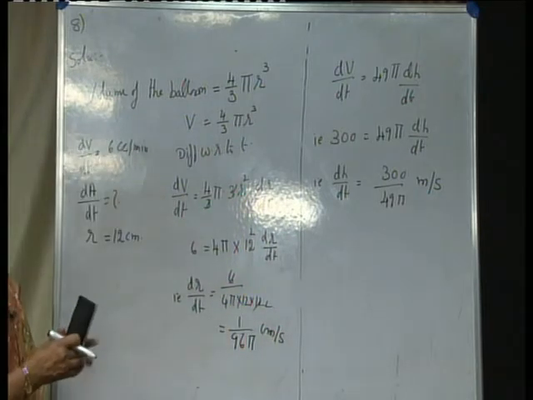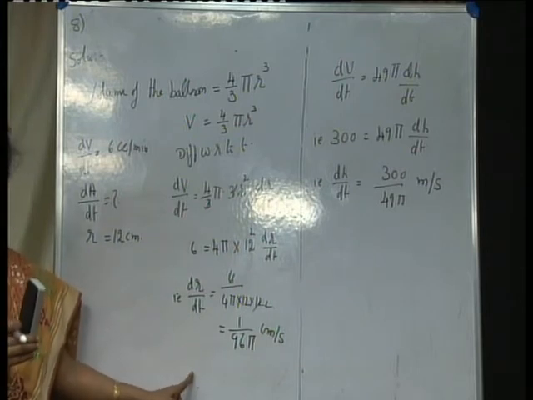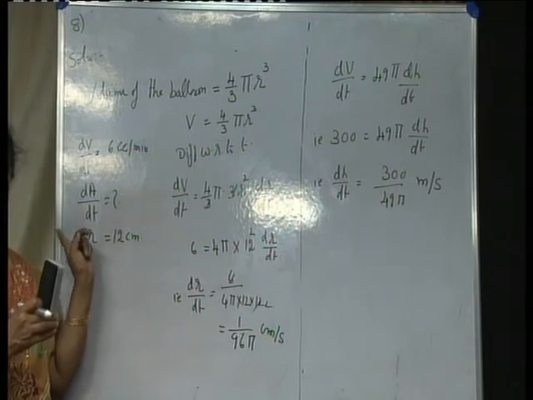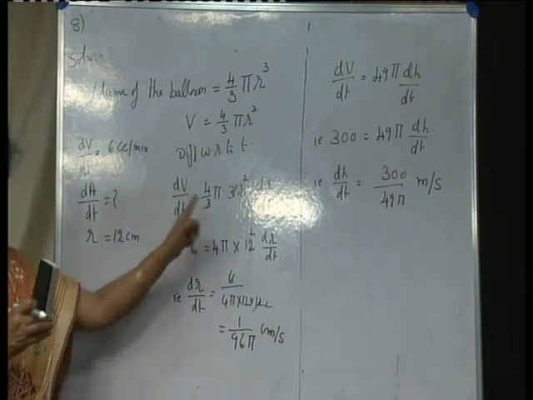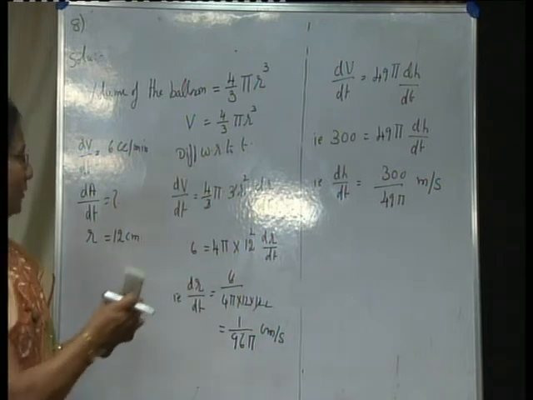So, he has given here volume to find the dr by dt, but actually he did not ask that, he asked to find at what rate the area increases. To find this dA by dt, first we have to find dr by dt using dV by dt.